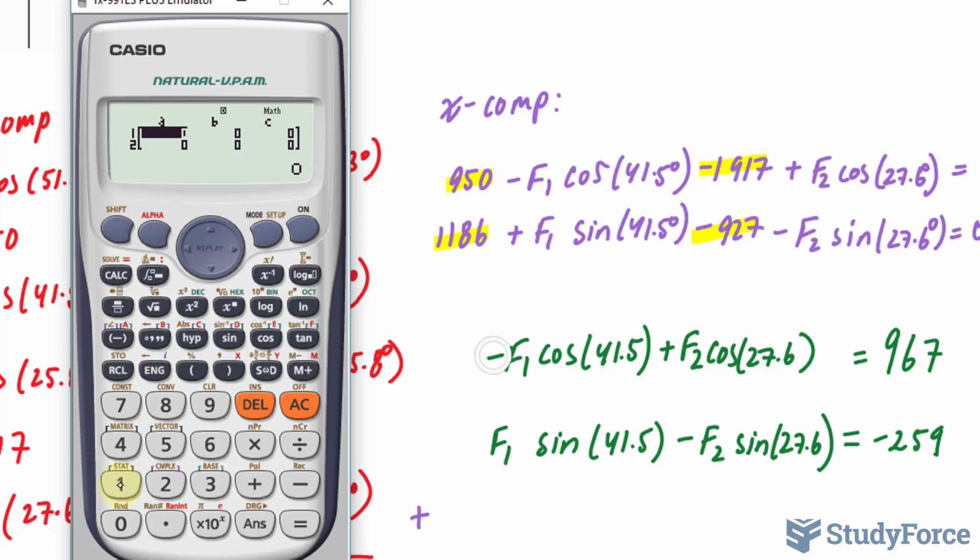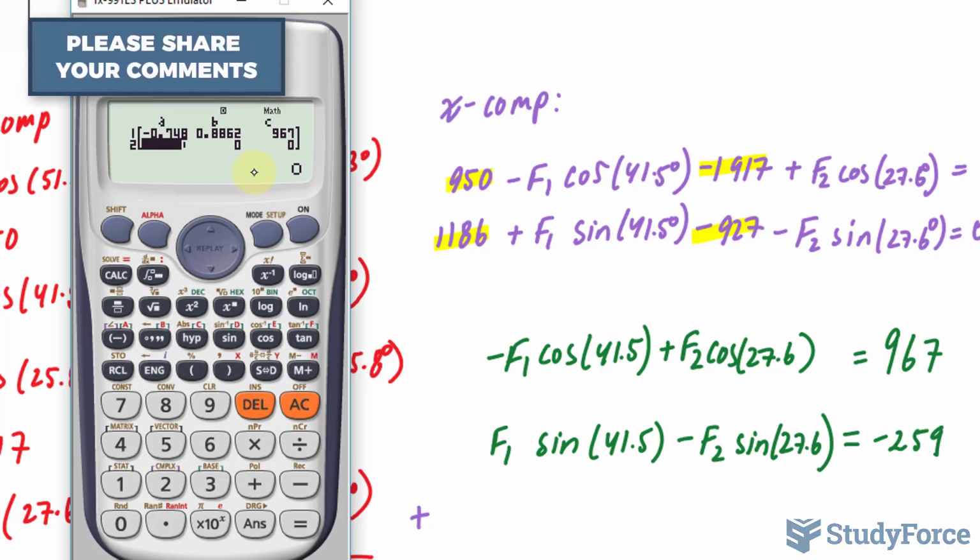And I'm going to substitute the coefficients of my terms. So pretend that this was x and this was y. The coefficient, the number in front, would be negative cosine 41.5. So I'm going to write down negative cosine 41.5, and that is my a. Similarly, I have cosine of 27.6 and 967. This is one of the reasons why I brought the constant over, because the calculator is programmed to see the constant on its own. So if it was here and I put negative 967, it would be wrong.